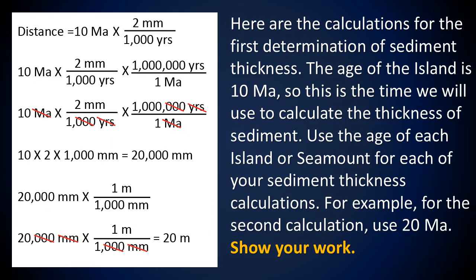Here are the calculations for the first determination of sediment thickness. The age of the island is 10 MA, so this is the time we will use to calculate the thickness of sediment. Use the age of each island or seamount for each of your sediment thickness calculations. For example, for the second calculation, use 20 MA.